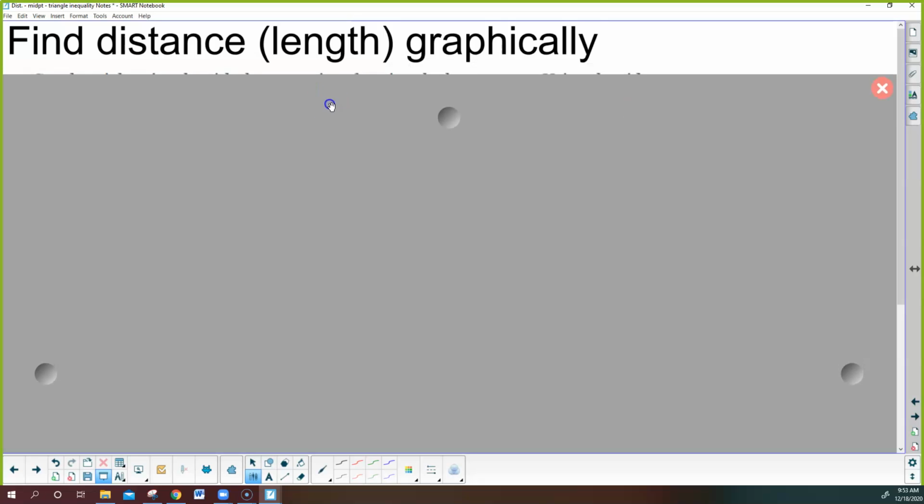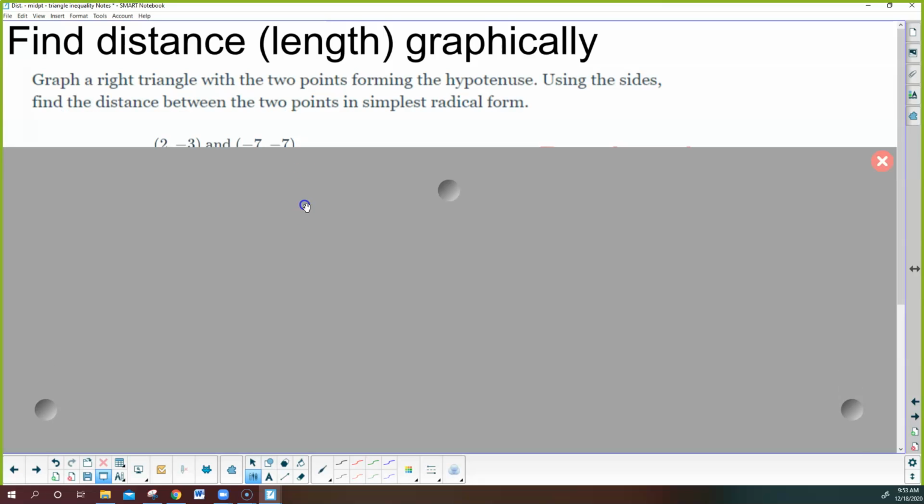The next thing we're going to do is talk about the distance formula. Now, I should be careful because it's not officially the distance formula, it's the idea of length. How long is it, or what is the distance between 2 points? We're going to look at that on a graph first, and then we're going to look at it analytically or algebraically.